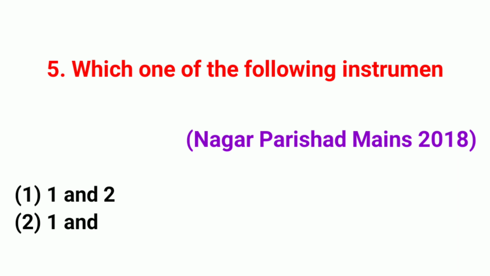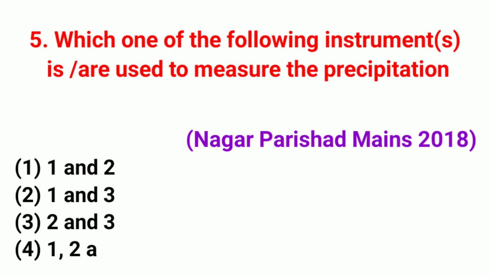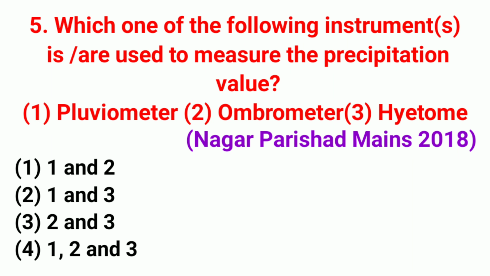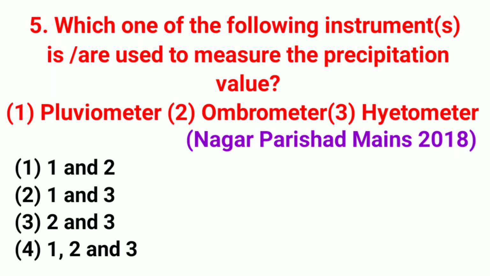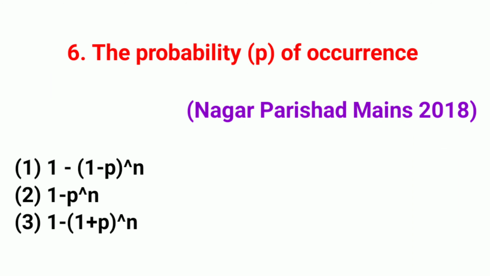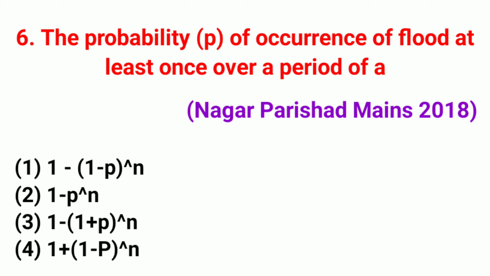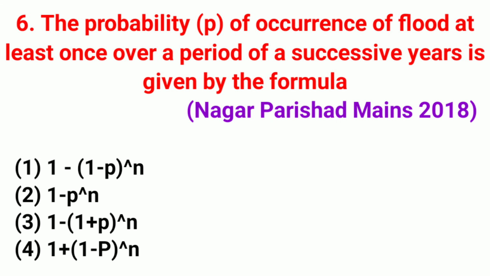Question number 5. Which one of the following instruments is or are used to measure the precipitation value? First one, pluviometer, second one, ombrometer, and the third one, hyetometer. Right option 4, first, second and third. Question number 6. The probability P of occurrence of flood at least once over a period of n successive years is given by the formula. Correct option first, 1 minus (1 minus p) raised to n.